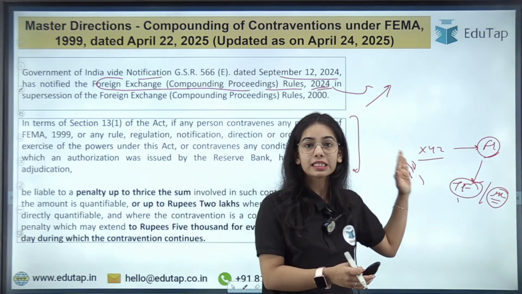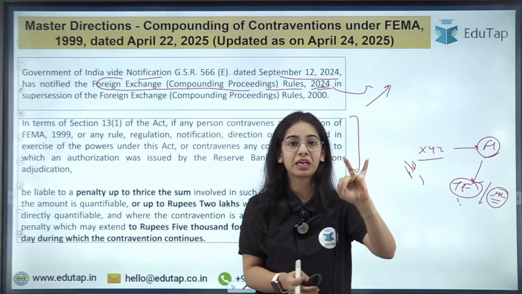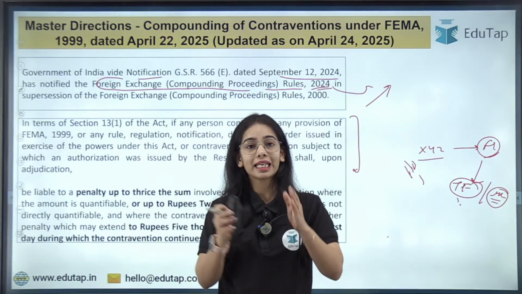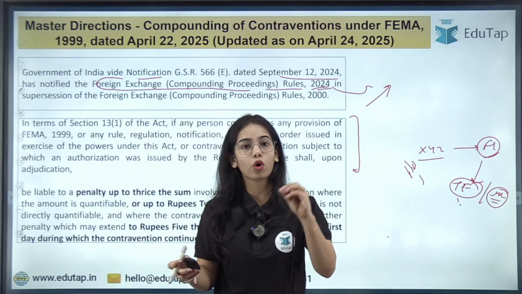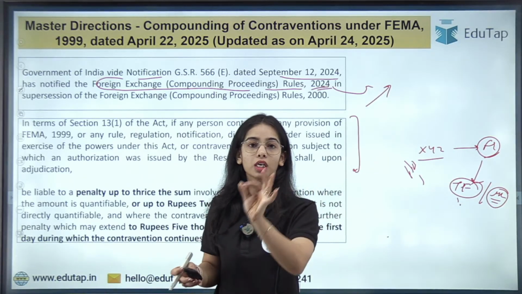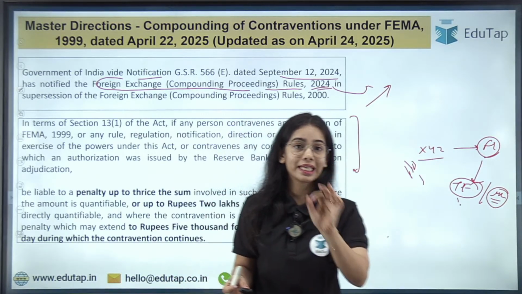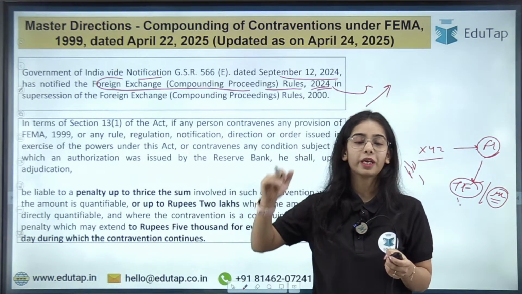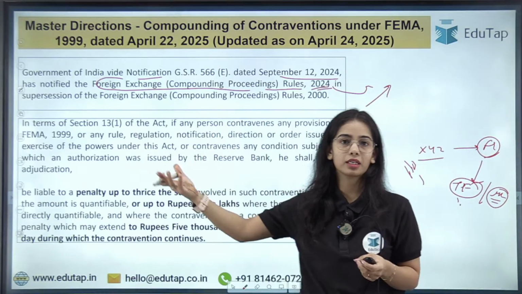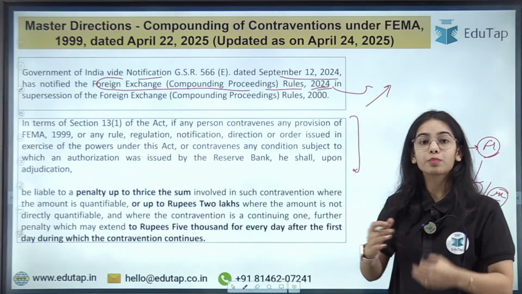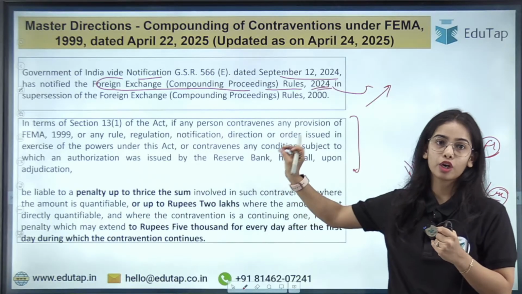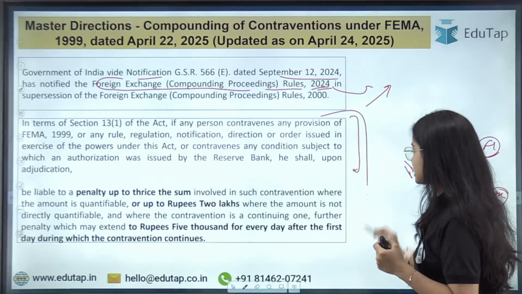So if an entity is engaged in terrorist financing, money laundering and such kinds of activities that are harmful for the country, then the compounding of the contravention cannot happen, and the settlement of the breach cannot happen. Then the case will go to the Directorate of Enforcement, under the Government of India, under the Ministry of Revenue, and the adjudicating process will start. So this is regarding that.